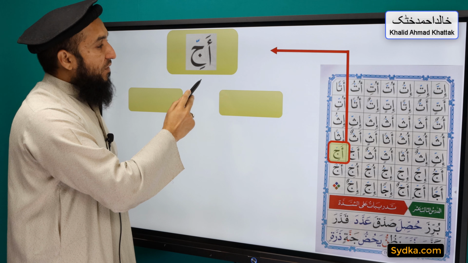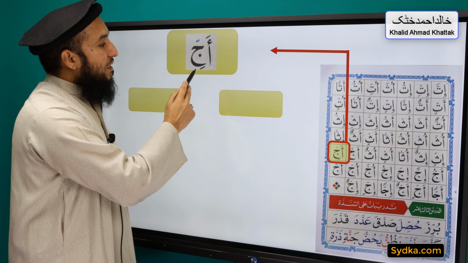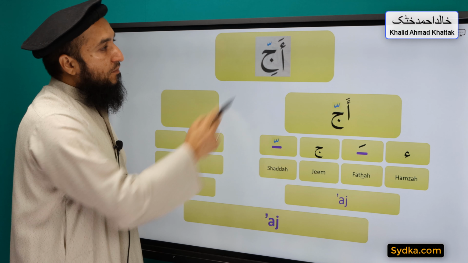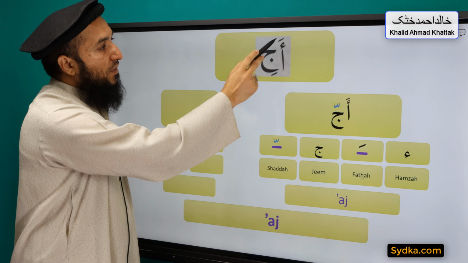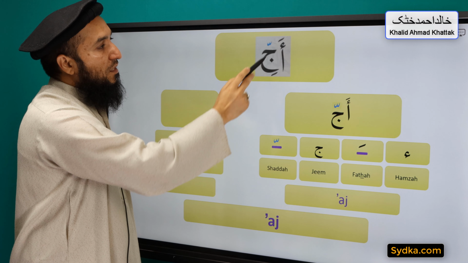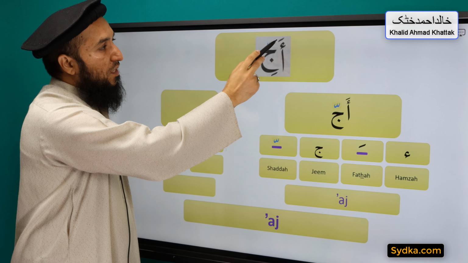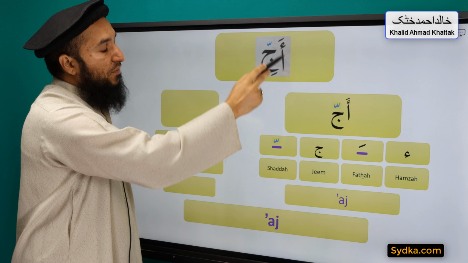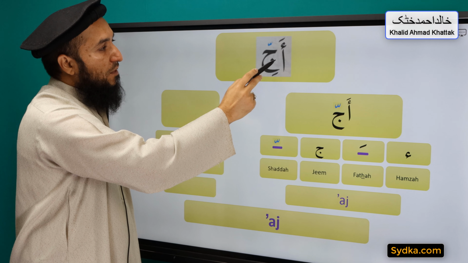The next word we have is Ajji, and it can be divided into two syllables. The first syllable we have is Hamza Fatha Jim Shadda, Aj. Hamza is a light letter, it has Fatha on top of it, it is followed by Jim. Jim has a Shadda. This alif is silent and it is used as a chair for Hamza.